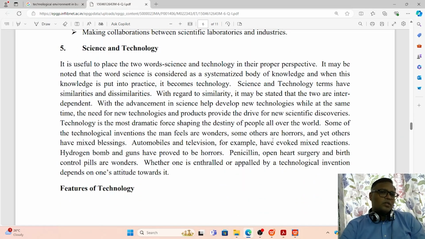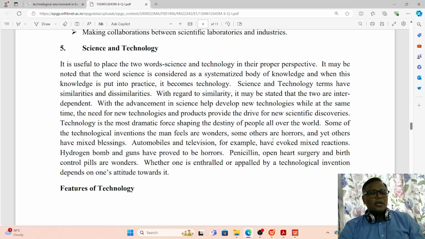So, moving ahead to the next topic, that is science and technology. It is always useful to place the two words, science and technology, in proper perspective. The word science is considered a systematized body of knowledge, and when this knowledge is put into practice, it becomes technology. The terms science and technology have similarities and dissimilarities. With regard to similarity, the two are interdependent. Advancement in science helps to develop new technologies, while at the same time the need for new technologies and products provides the drive for new scientific discoveries.